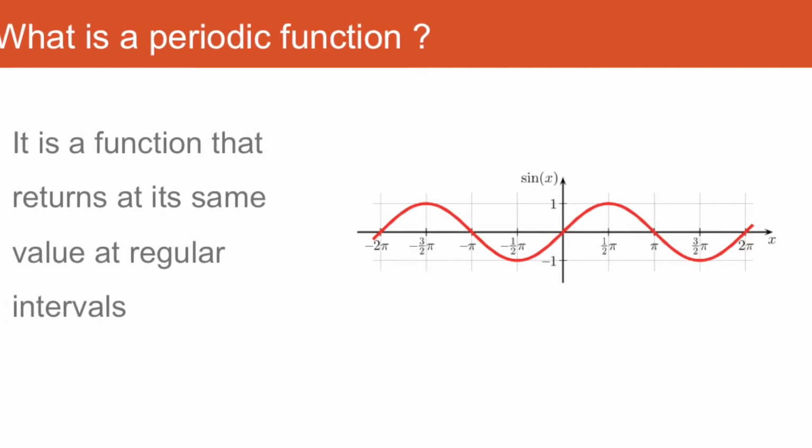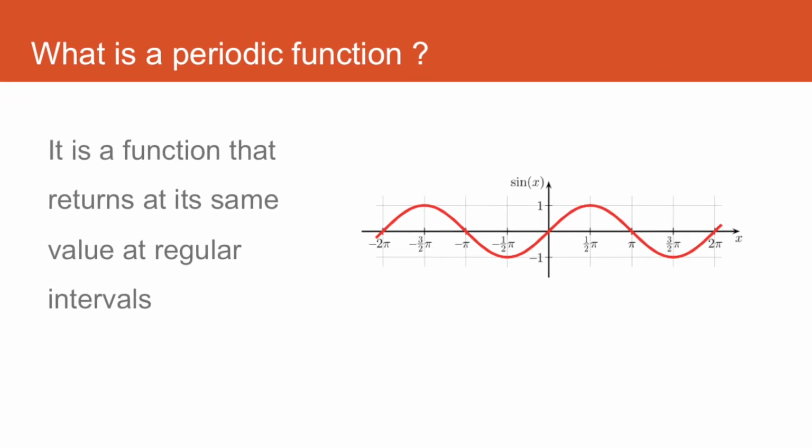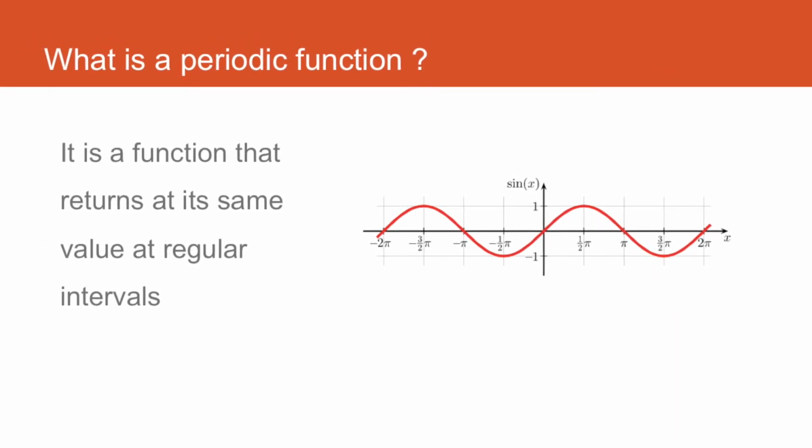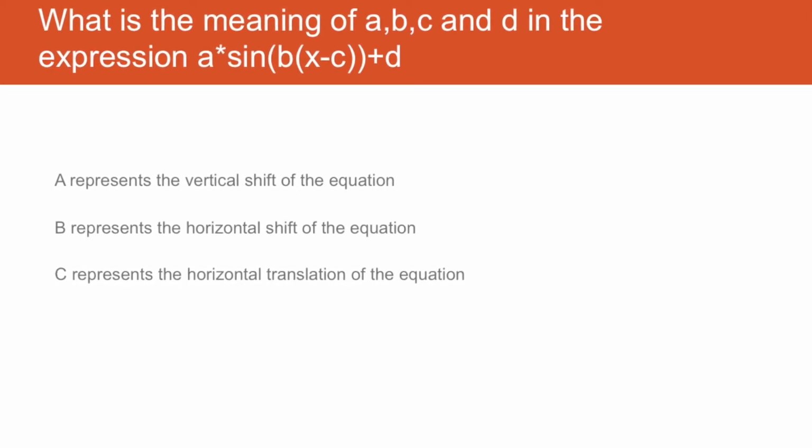A periodic function is a function that returns to its same value at regular intervals. You can see it starts at 0, it does the wavelength, and then it starts again.